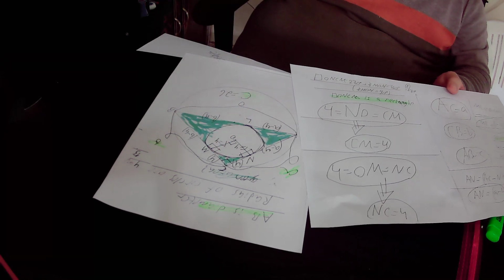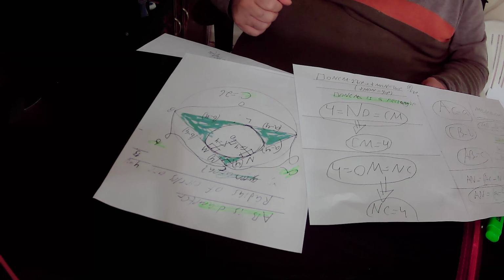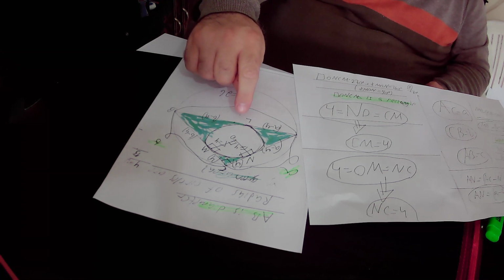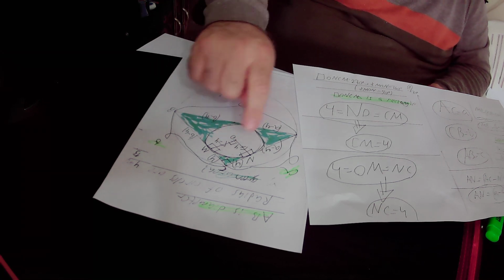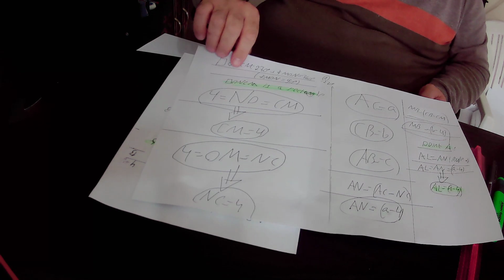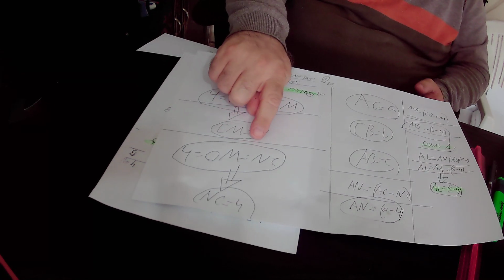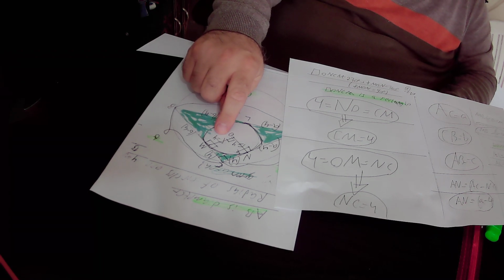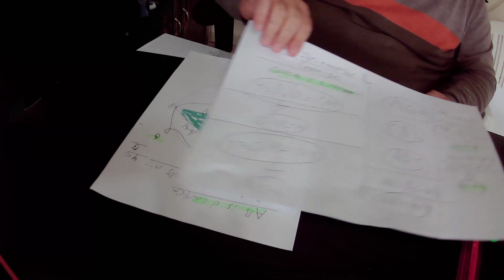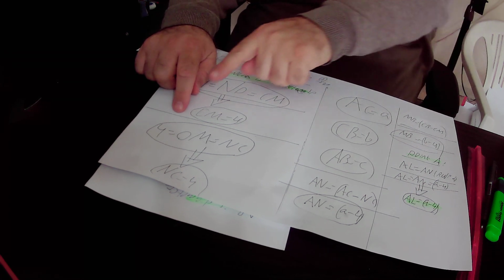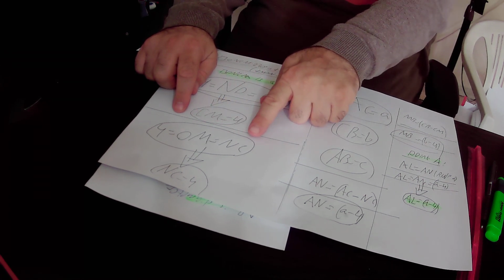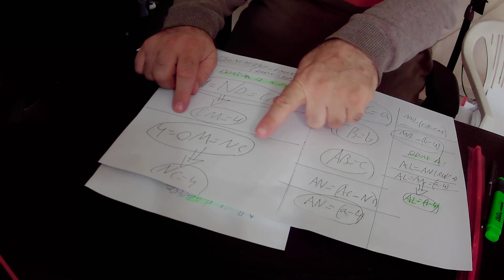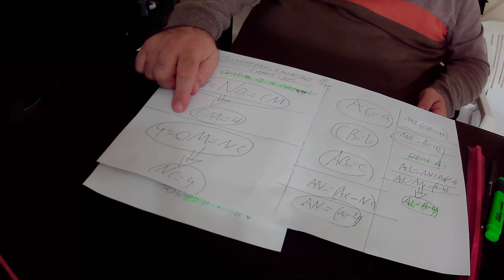Likewise, according to the rule that the opposite sides of a rectangle are equal to each other, we get that OM equals NC, but we already found out that OM equals 4 units. It is the radius of the small circle. Here OM equals 4 units, and from this equation 4 equals OM equals NC, we derive that NC is also equal to 4 units.